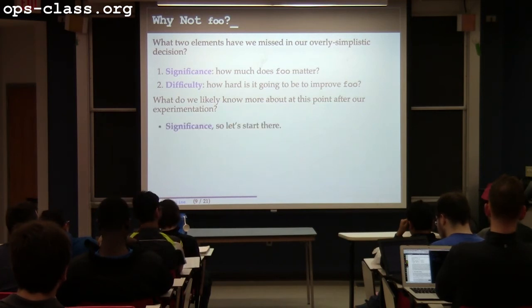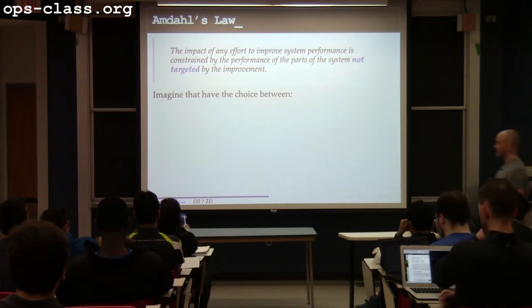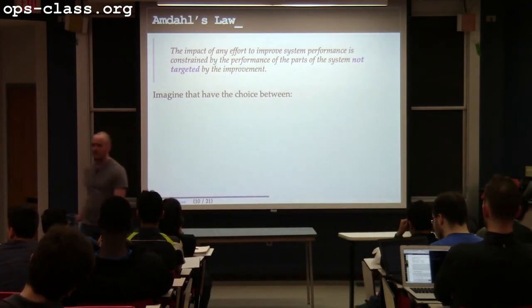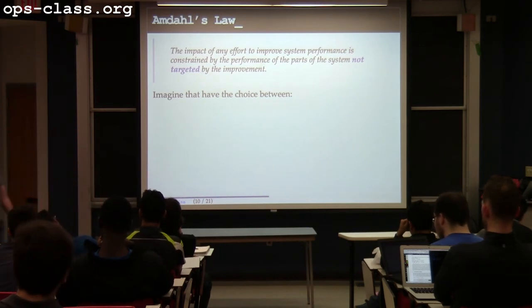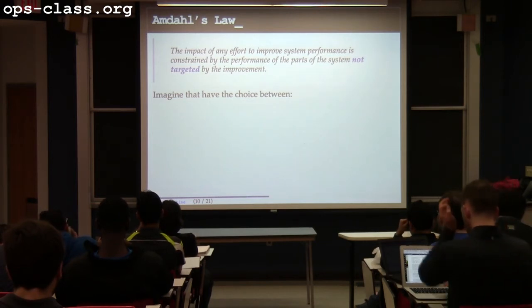But because we're talking about performance improvement and how to use benchmarking and analysis, we're going to talk about significance. But again, difficulty matters. So here's the statement of Amdahl's law, and we'll look at several statements of this. This is sort of the most mathematical, which is that the impact of any effort to improve system performance is constrained by the parts of the system not targeted by the improvement. It's kind of weird, right? This isn't my favorite formulation of this, so I have a couple more.